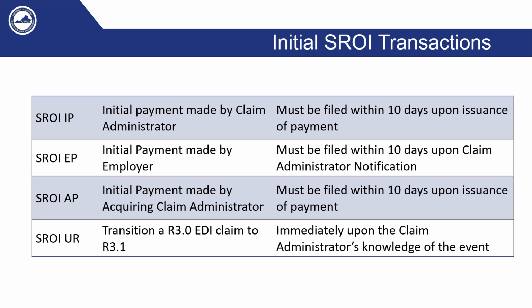The SROI UR is used to transition a Release 3.0 EDI claim to Release 3.1 and must be filed immediately upon the claim administrator's knowledge of the event.